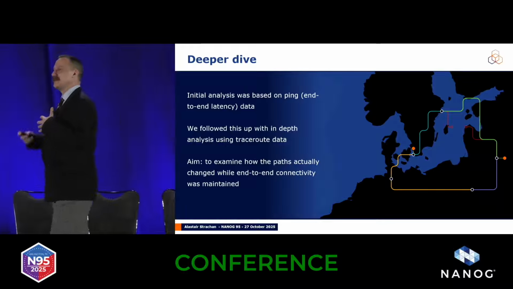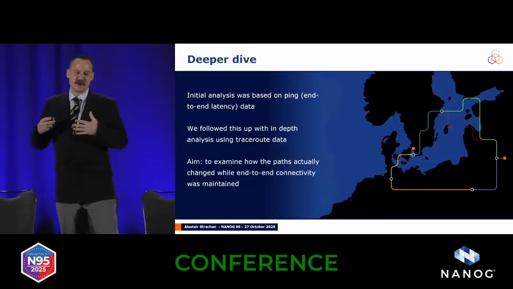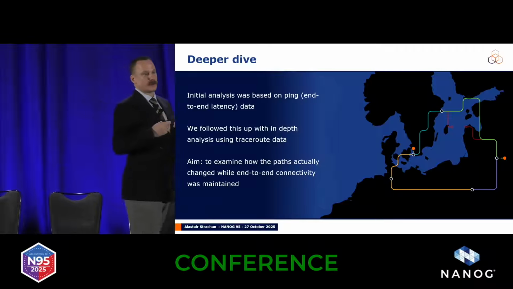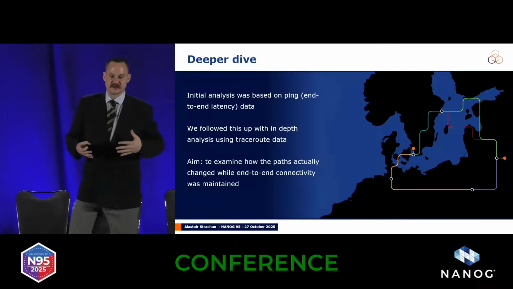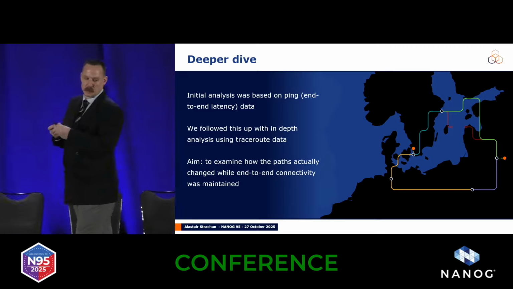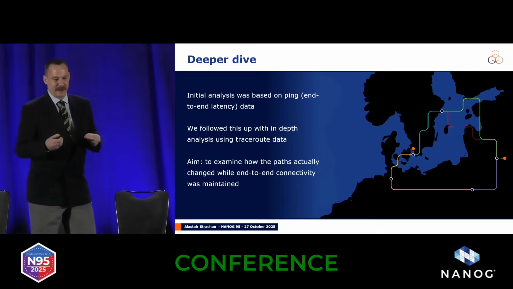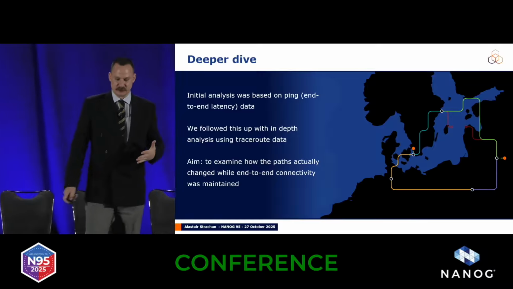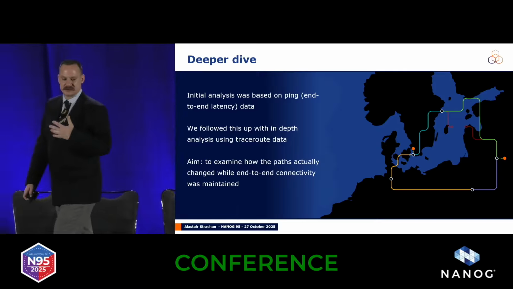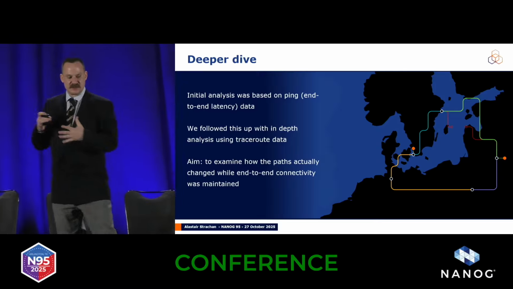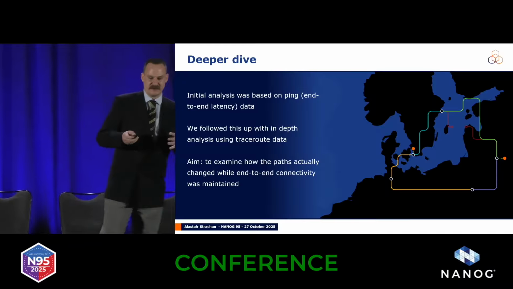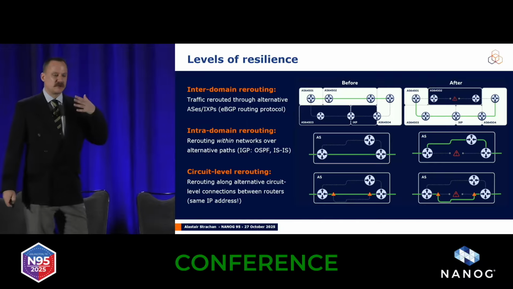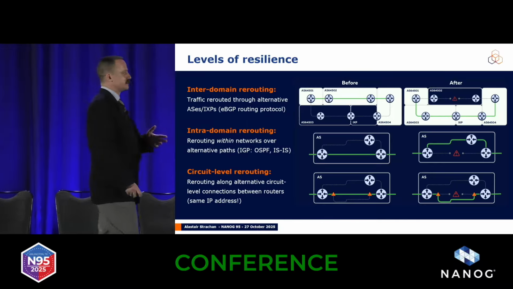We wanted to use, as mentioned, RIPE Atlas, where we do these pings and all these other things. What Emil did in this instance was we wanted to have a bit more of a meaty look at what was happening. So we've done the initial analysis. We wanted to follow up using traceroute data. The aim of this was to examine the paths that changed while the end-to-end connectivity was maintained. Upon doing this, we saw there were three levels of resilience coming up.